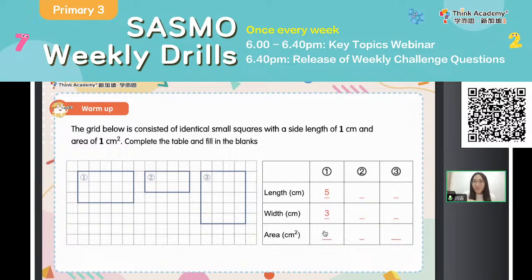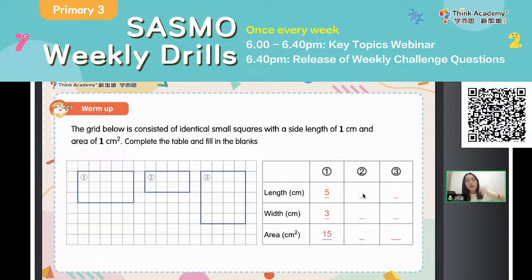Excellent. 15. How do you get 15? Do you just count 1 by 1? 1, 2, 3, 4, 5, 6, 7, 8, 9, 10, 11, 12, 13, 14, 15? No. Okay. You are P3 students. What is the faster way? Correct. Multiplication, right? So you can see 5 times 3, that is 15.